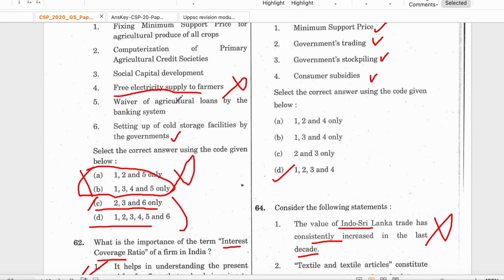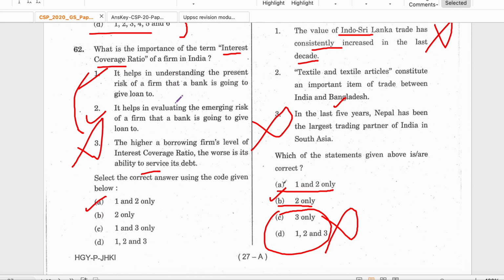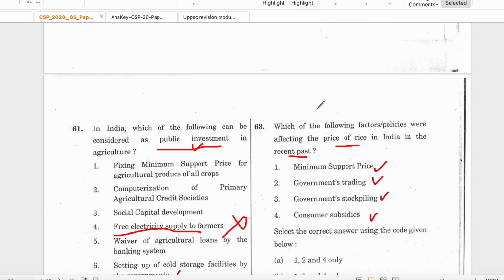236 agriculture loan से भी कोई public investment होता नहीं है. Interest coverage ratio, इसमें देखो कुछ नहीं, मतलब ये आपको तो पता ही होना चाहिए, ठीक है, तभी ये answer होगा. बाकी ये कि risk के बारे में है, present और future दोनों ही statement हैं, तो it would be correct only.